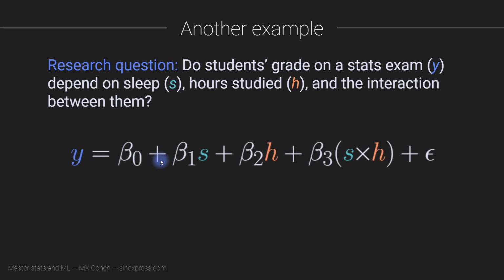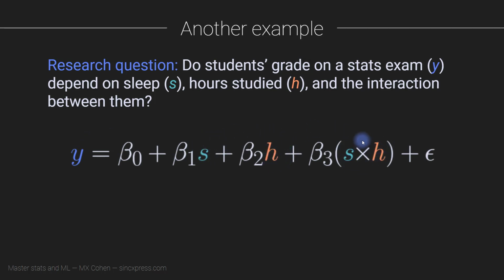Here's another example of a regression. Here's our research question. Do students' grades on a statistics exam depend on how much that student sleeps, how much the student studies, and the interaction between sleeping and studying? So we might get a regression model, an equation that looks like this, where we're trying to explain how well students are doing on their statistics exam based on how much they sleep, how much they study, and the interaction between them.